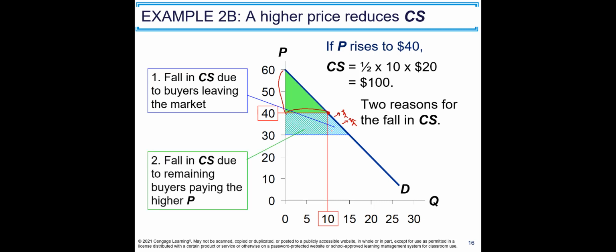And the second reason is a fall in consumer surplus due to remaining buyers. There are remaining buyers here, right? They are paying $40. They are on the demand curve. But actually, they are now paying more for the good. Therefore, their consumer surplus is falling. That area represents the fall in consumer surplus due to remaining buyers paying a higher price.